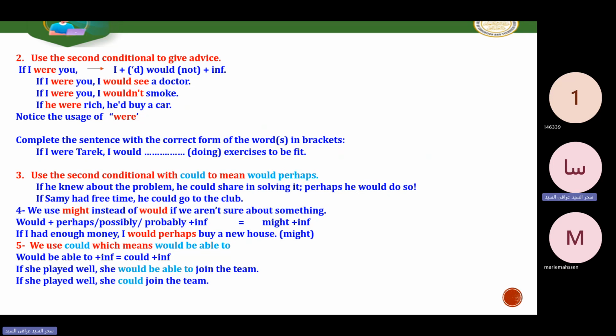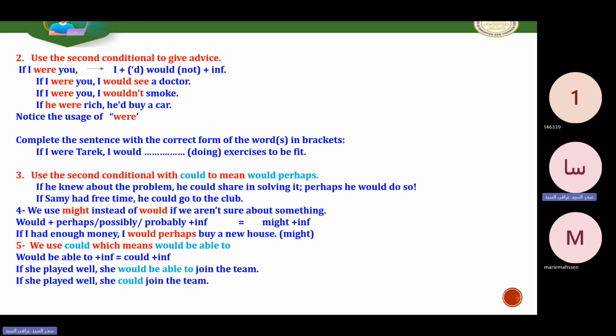Okay. What about this one? If he were rich, he would buy a car. Of course, this is not a piece of advice here. But notice the usage of were. We use were with singular pronouns and singular nouns. In second conditional if, it's formal to use were with all the pronouns, not was.